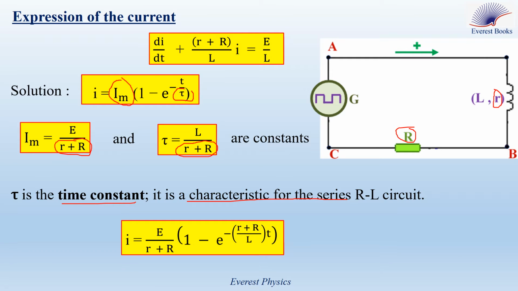Now, if we replace Im in the solution by E over R plus r and tau by L over R plus r, this is going to be i is equal to E over (R plus r) times (1 minus e to the power minus (R plus r) over L times t).